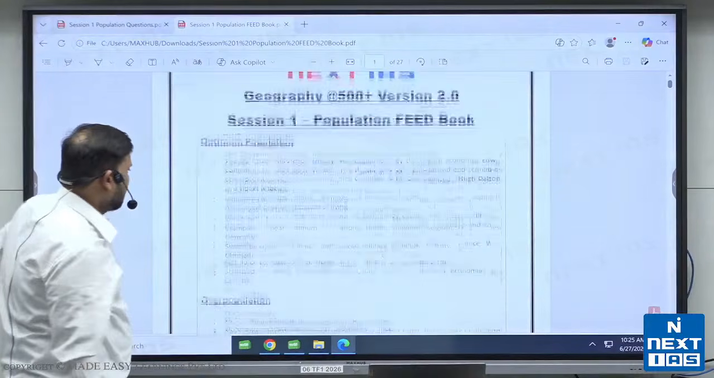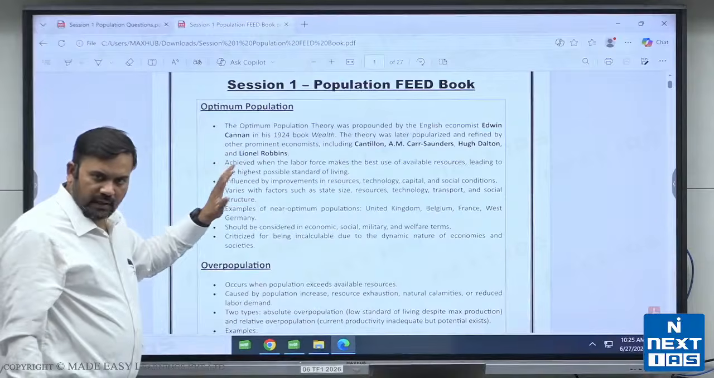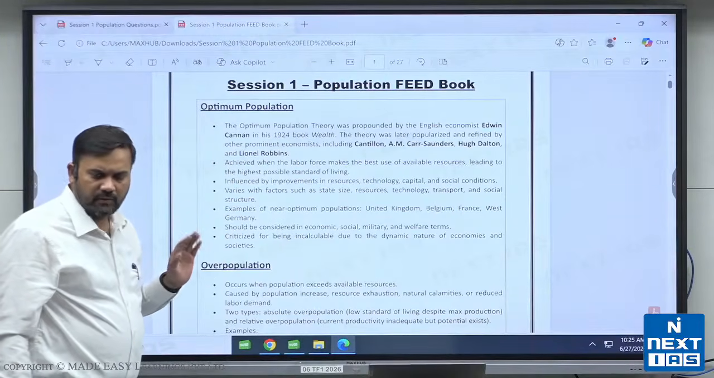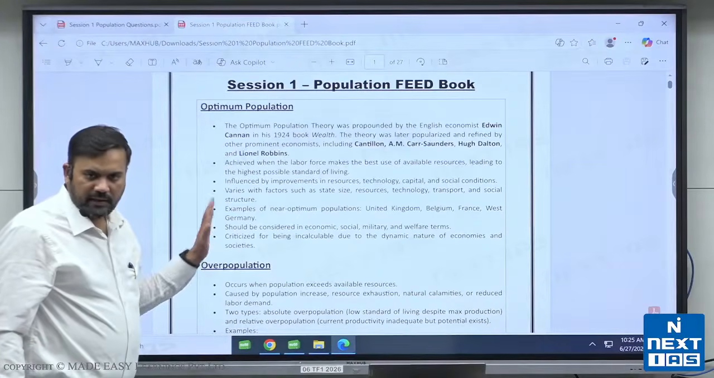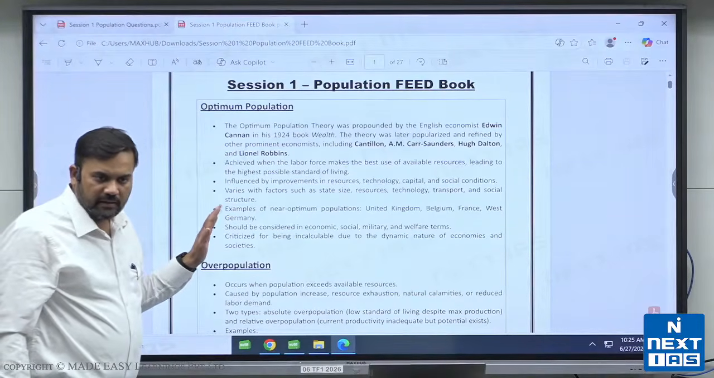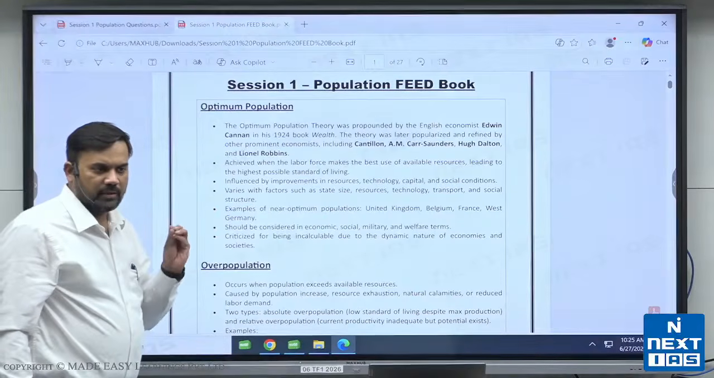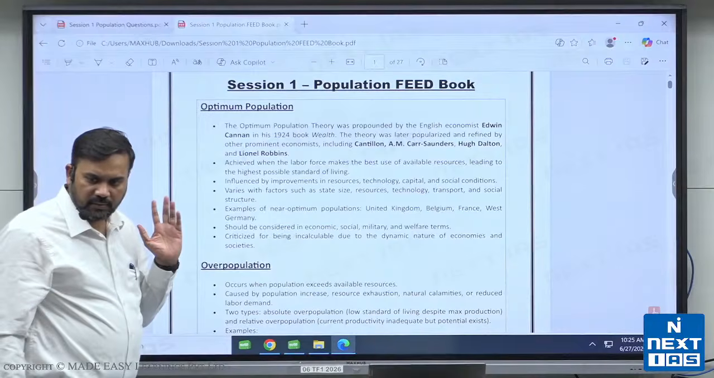So in this feed book, I have first introduced certain concepts. I was checking the test copies, I was evaluating the test copies, and one thing I found was very stark for me, and I was very sad about that. किसी को ढंग से definition नहीं पता है कि what is optimum population, what is overpopulation, and what is underpopulation.